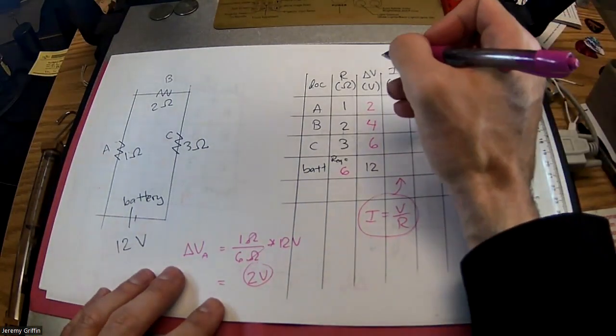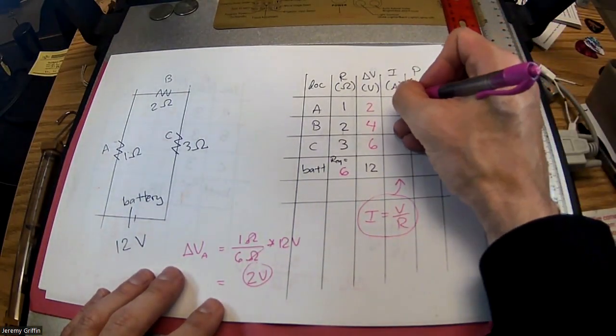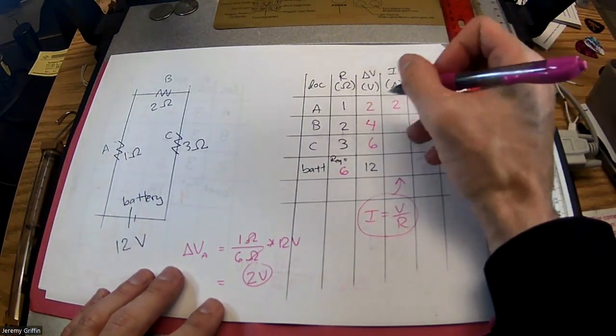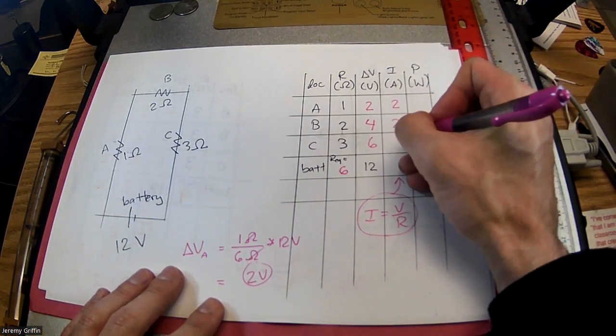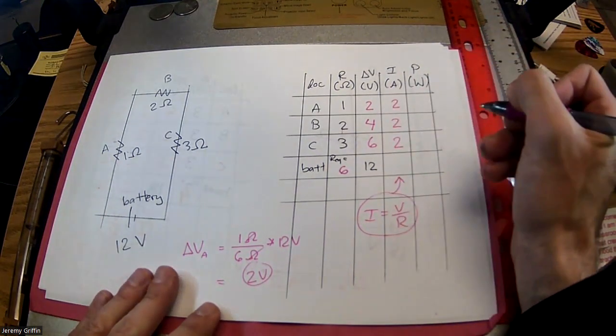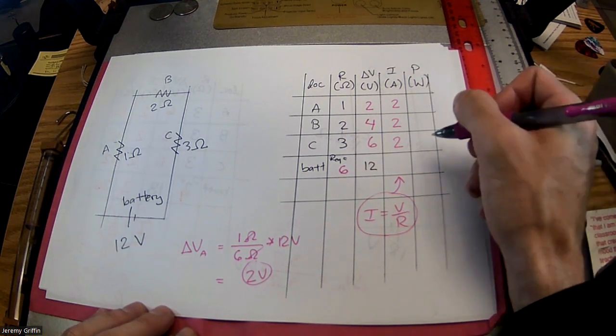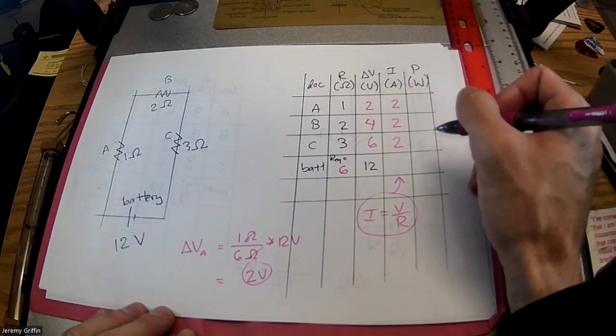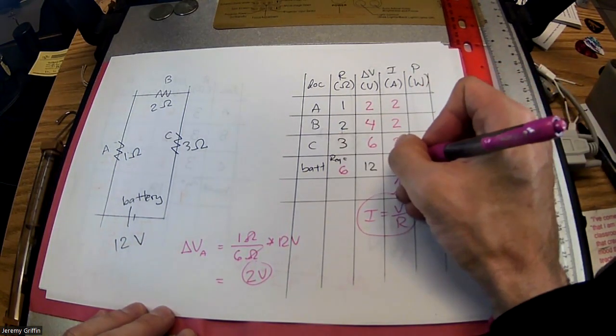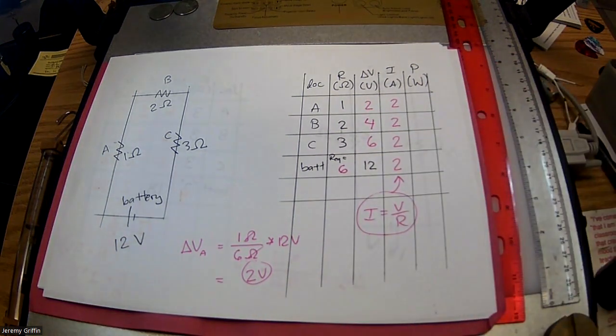So can we do 2 volts on 1 ohm is 2 amps. 4 volts on 2 ohms is 2 amps. 6 on 3. And how about through the battery? How many amps through the battery? It's also 2 amps. 12 over 6 is 2.